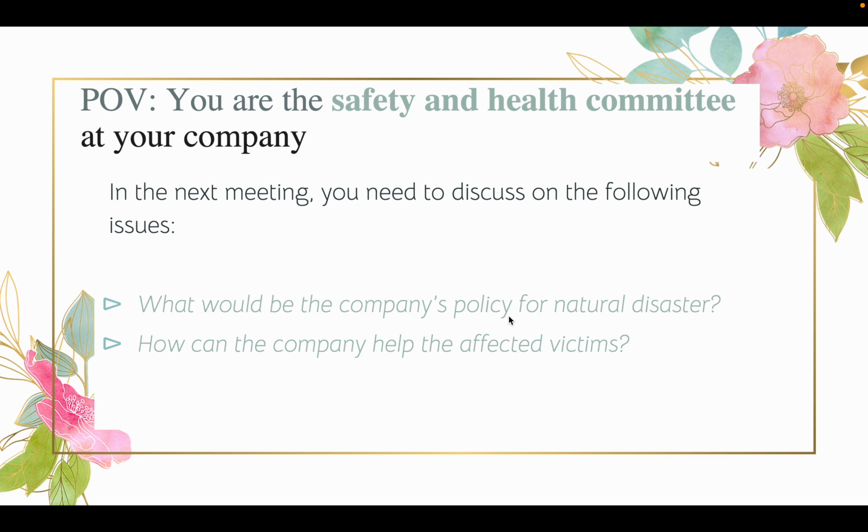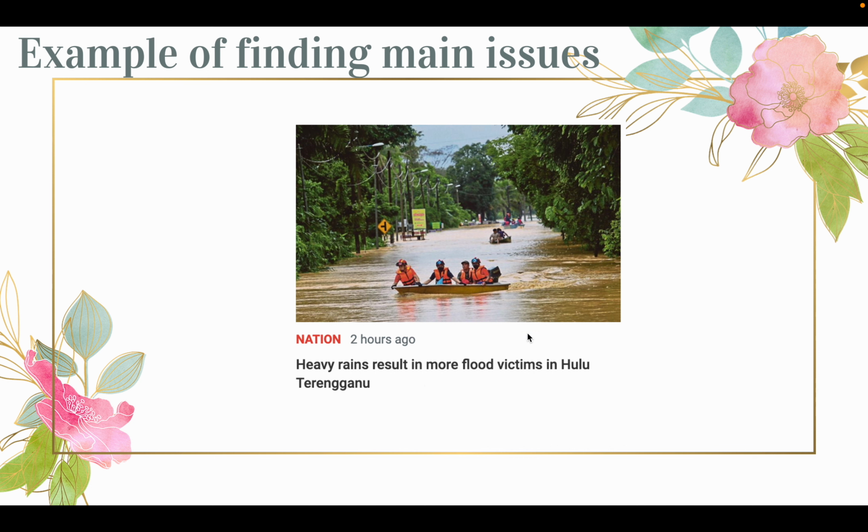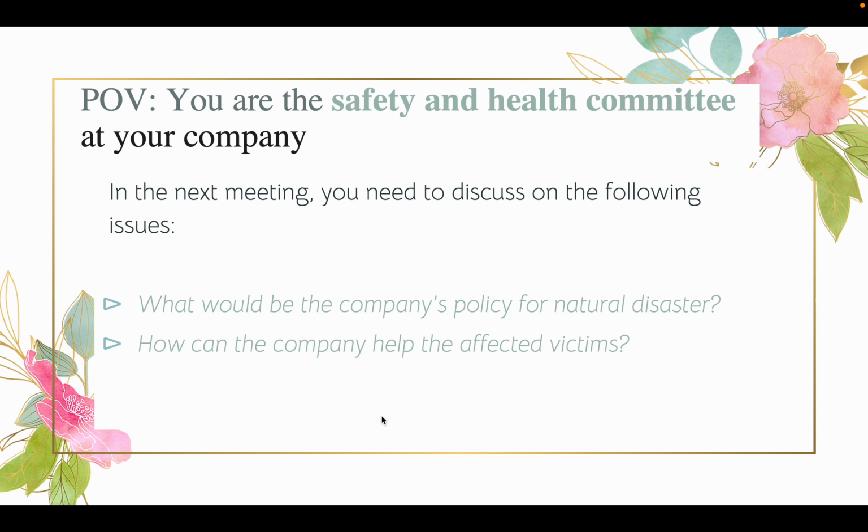Okay, so as the safety and health committee at the company, you need to discuss two arising issues because of the flood that is happening. Now, the context here is that the company is in Terengganu, which is actually affected because of the heavy rain. Now, from the point of view of the Safety and Health Committee, you need to derive two issues from the article. So the first issue that I can see here, I would like to know what is the company's policy for natural disaster.